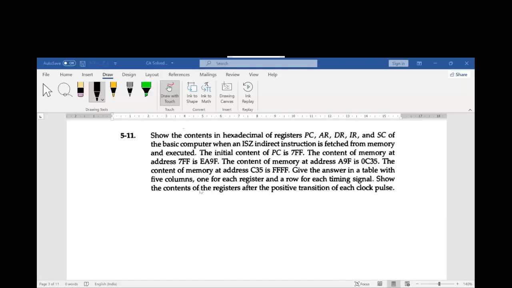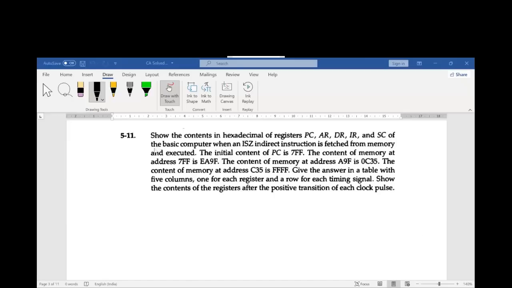Okay, in the previous sessions, we had seen examples 5.9 and 5.10 of your Morris Mano textbook. 5.9 was based on register reference instructions, 5.10 was based on memory reference instructions. Now, in today's session also, we'll be seeing a few more examples. Let us quickly have a look at this question and let's try to solve it.